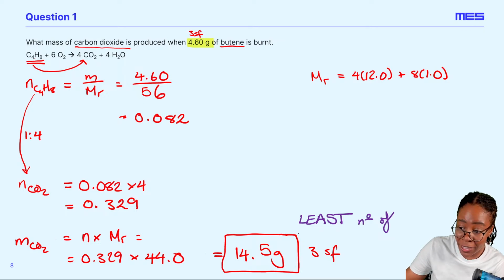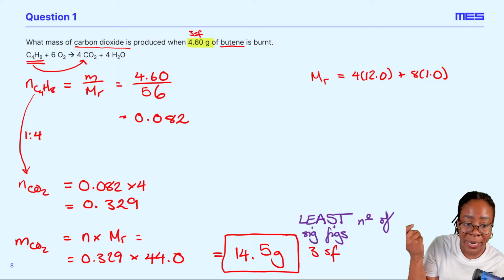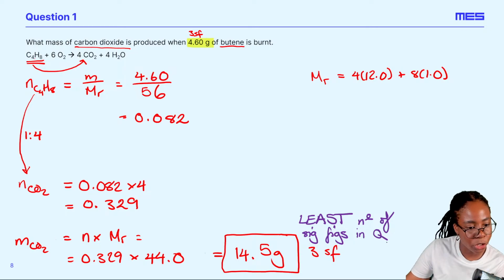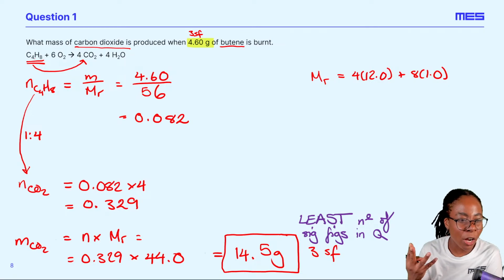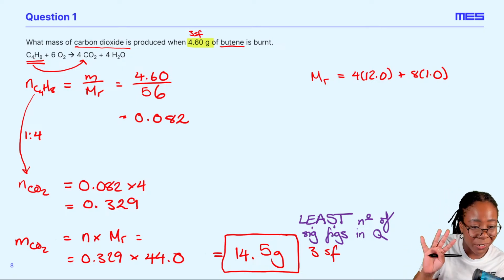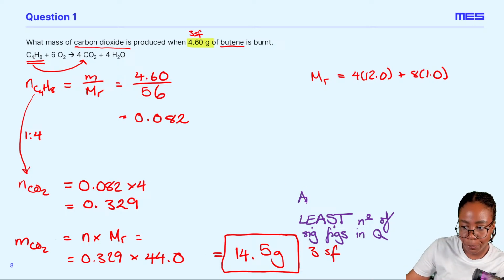Is that clear? If that's not, please, please, please let me know. But as we do some more examples, hopefully it will become clearer. But if you've got no idea, please let me know. Least number of significant figures in the question. That's what you give your answer to. That is the appropriate number if they ask for an appropriate number. Sometimes I'll just say, give it to this number of significant figures. That's fine. If they say appropriate, that's what they mean. Are we happy with that?